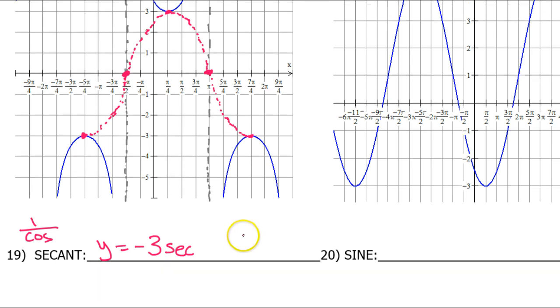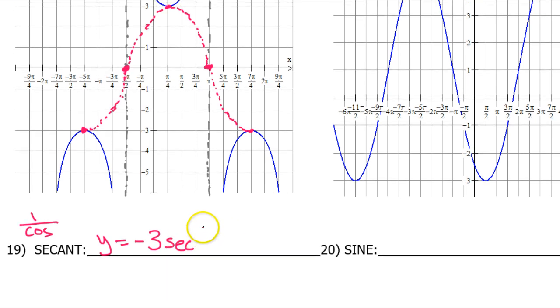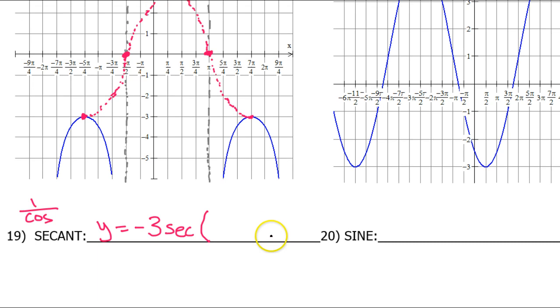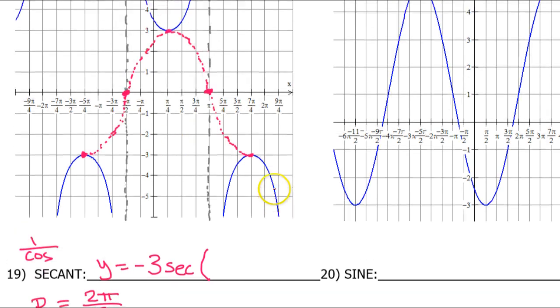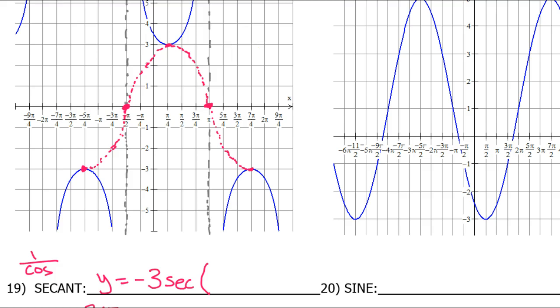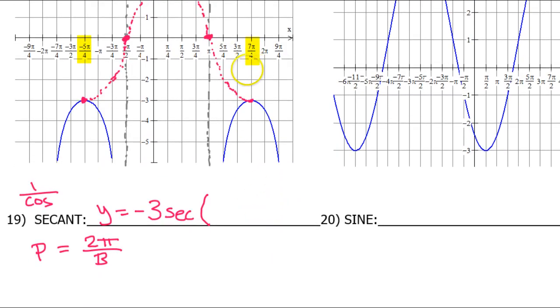So I need the b value next, which is going to be inside of the parentheses. I know that the period is going to equal the normal period divided by the b value. All right, that's something that we know. But I need to know what the period is. We haven't really figured that out yet. So if I want to know the period, I will look at the beginning and the end, and I will subtract those two. So if I do 7 pi over 4 minus -5 pi over 4, that should give me the period.